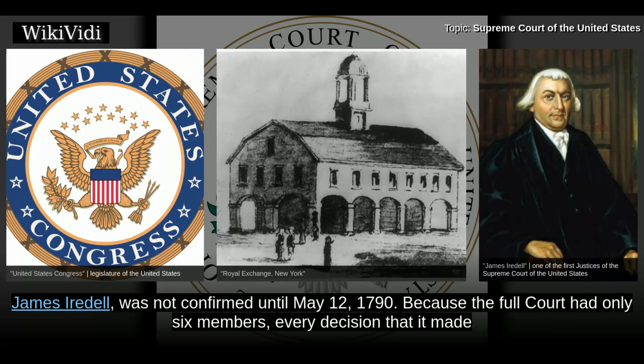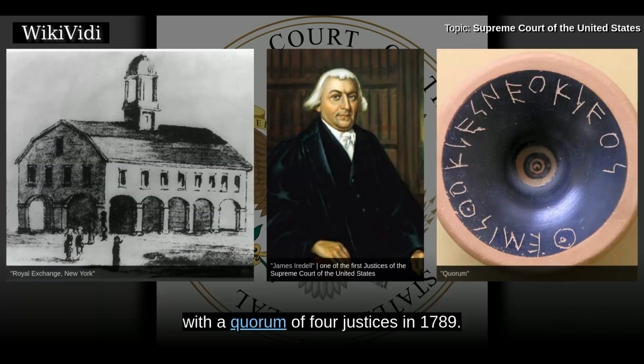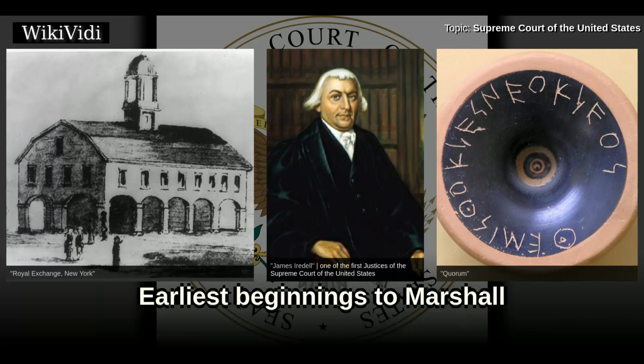Because the full court had only 6 members, every decision that it made by a majority was also made by 2/3. However, Congress has always allowed less than the court's full membership to make decisions, starting with a quorum of 4 justices in 1789. Earliest beginnings to Marshall.